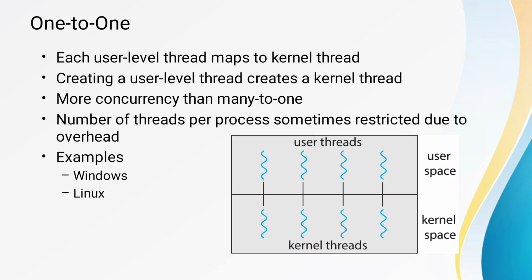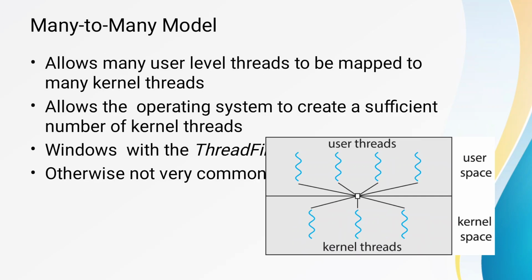In one-to-one, each user-level thread maps to a kernel thread. That is, creating a user-level thread creates a kernel thread. So each user-level thread is connected to a kernel-level thread separately. Here the number of threads per process is sometimes restricted due to the overhead. This is a disadvantage.